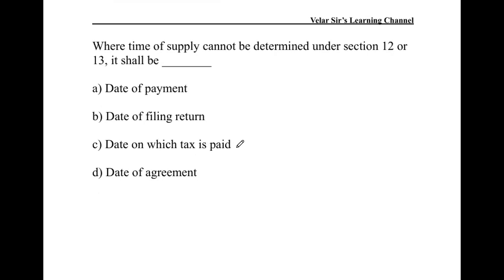Next MCQ, where time of supply cannot be determined under section 12 or 13, it shall be dash. Okay, if the time of supply cannot be determined under section 12 or 13, then what will be the time of supply? That is the MCQ. The options are first option date of payment, second option date of filing return, C option date on which tax is paid, and fourth one is date of agreement.